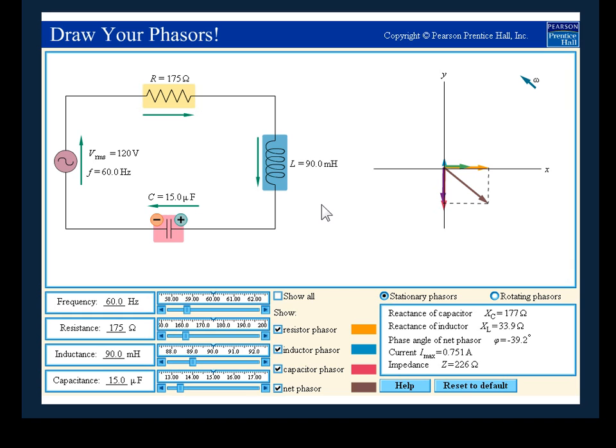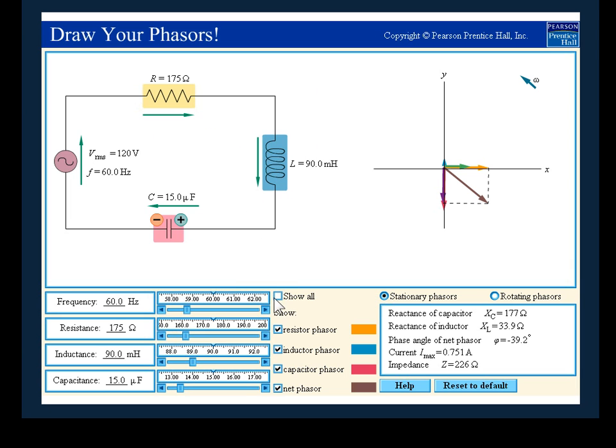Currently the simulation is off. I have stopped it at the point where the green arrow here is lined up along the x-axis. So that is our starting point. The green arrow represents the current in the circuit, and since it's lined up with the x-axis, the current in the circuit, as shown by the green arrows here, has the maximum value.